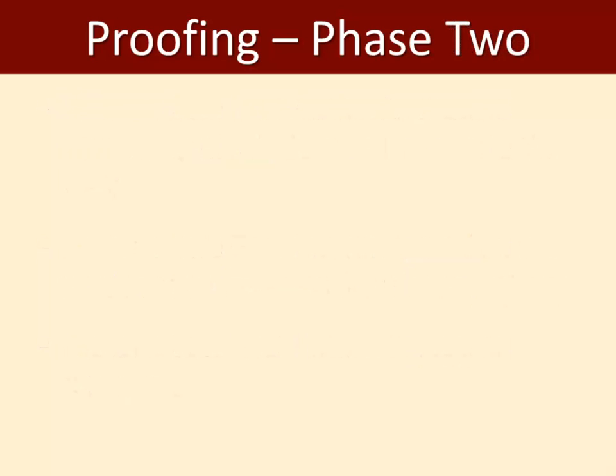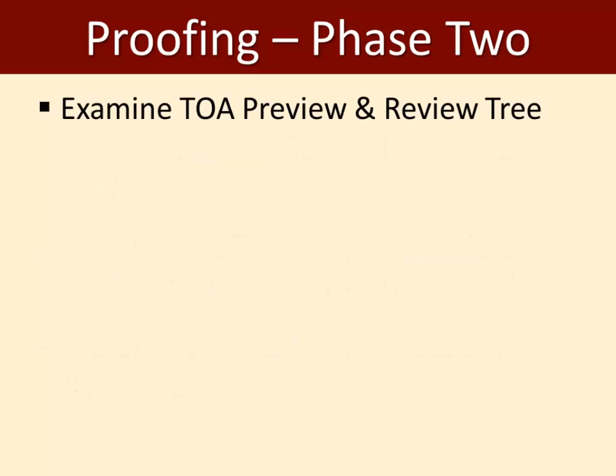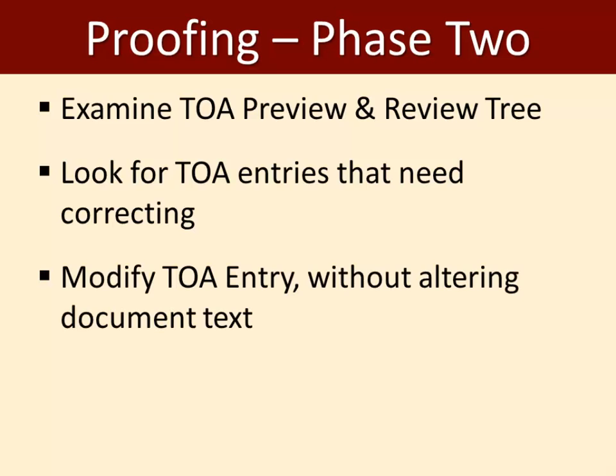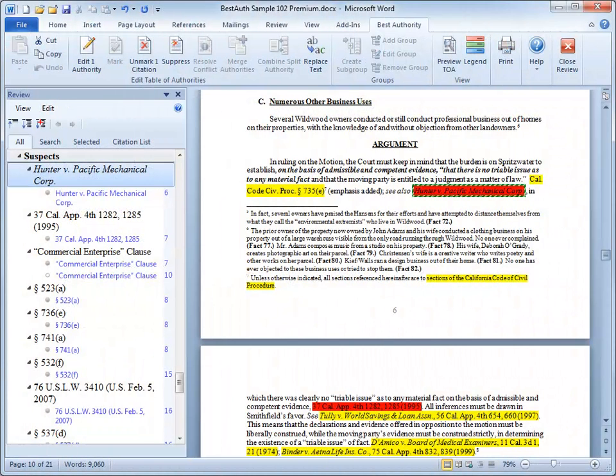In Phase 2, we examined the TOA preview and the review tree, looking for places where we needed to correct the way that the TOA data was presented as a table of authorities. For example, we learned that we can edit the text of an authority as it will appear in the TOA without modifying anything in the text of the original document. Today, we'll learn a couple of new techniques which will help us in Phase 1 when we're fixing suspects. However, the bulk of our time will be spent in Phase 2.